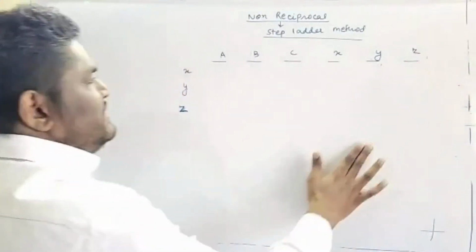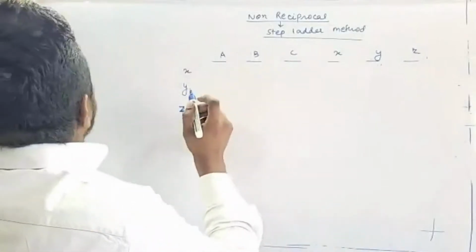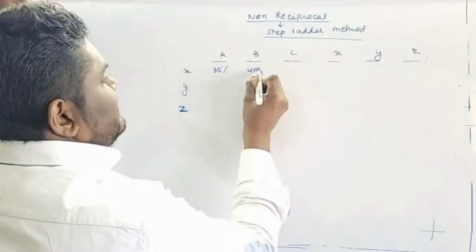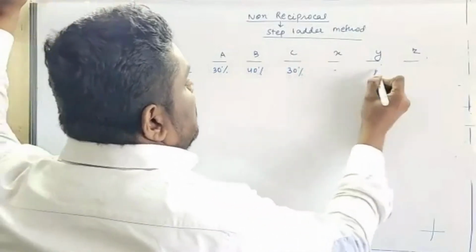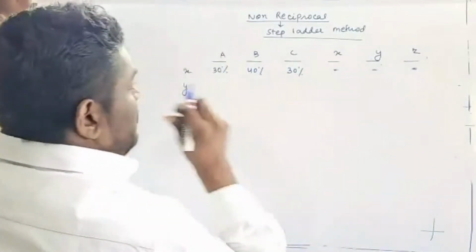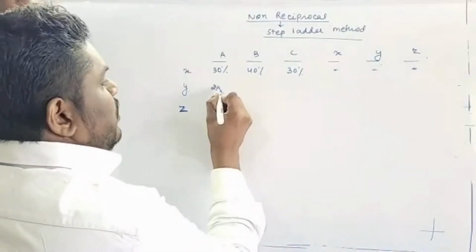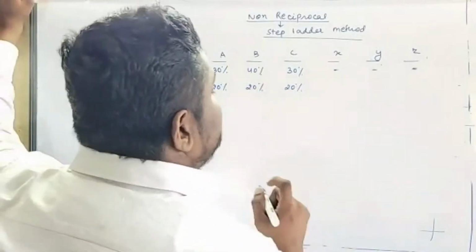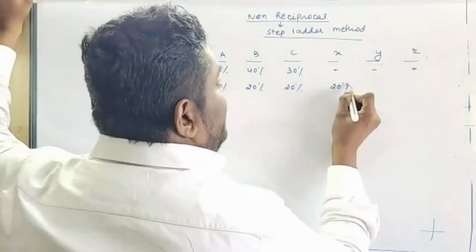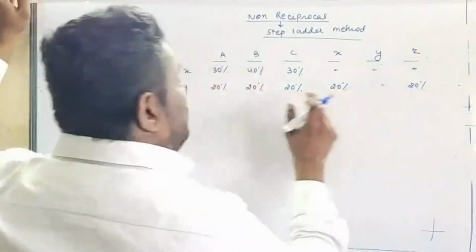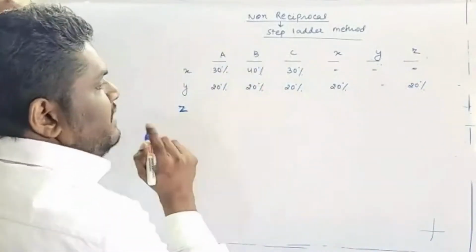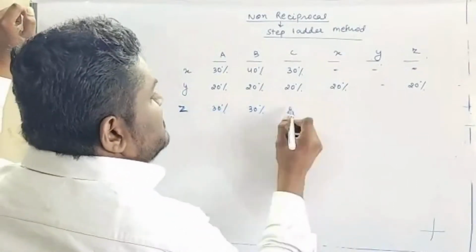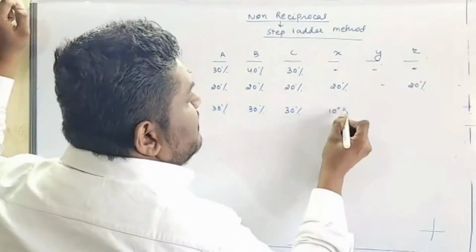Now, let's take a situation wherein X is providing services 30% to A, 40% to B, and 30% to C. Y is providing services 20%, 20%, 20%, 20%, and 20%. And when talking about Z, Z is providing services as follows: 30%, 30%, 30%, and 10%.